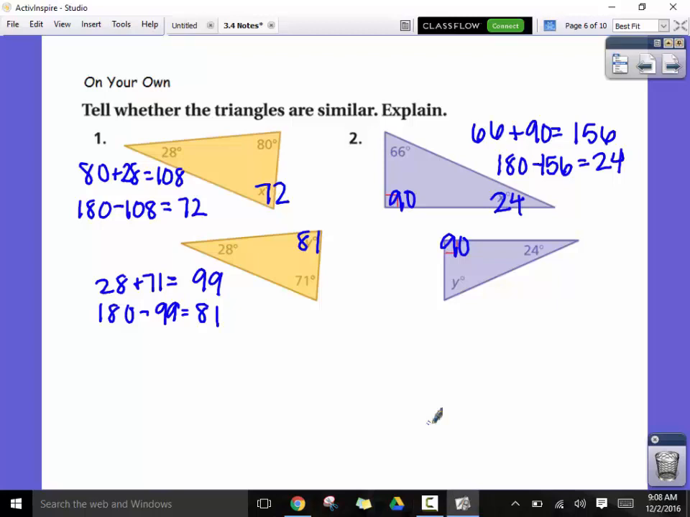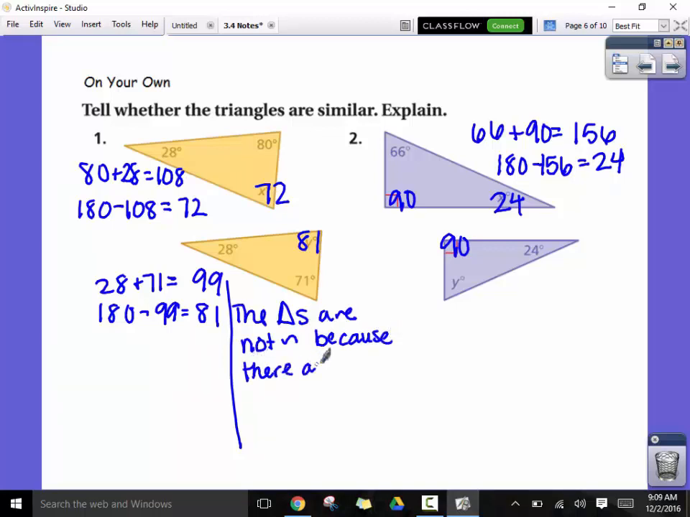Okay, for the first example, you see that when you found your angles in the top triangle, you have an angle of 80, 72, and 28, and in the bottom triangle, you have an angle of 81, 71, and 28. So these two triangles are not similar because they don't have at least two angles that are congruent. So I can say the triangles are not similar because there are not three congruent angles.